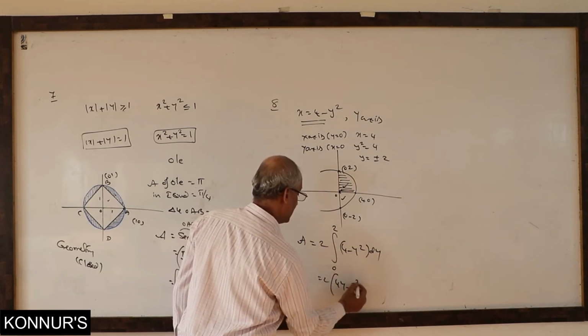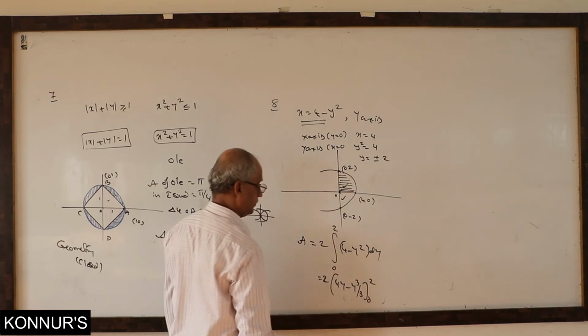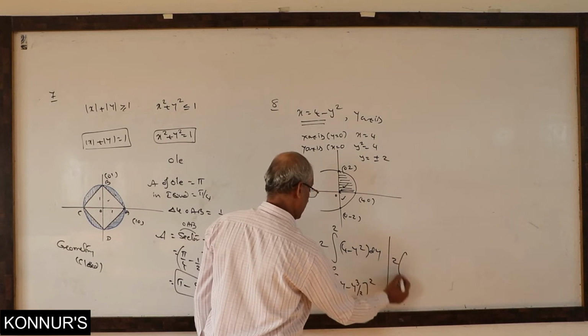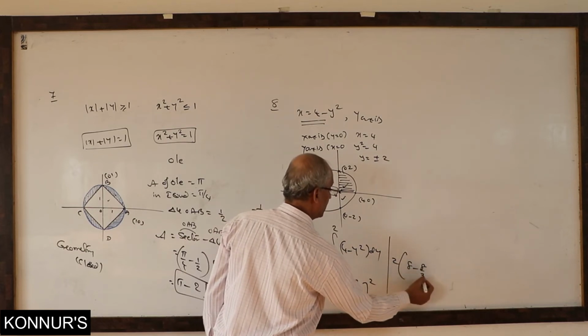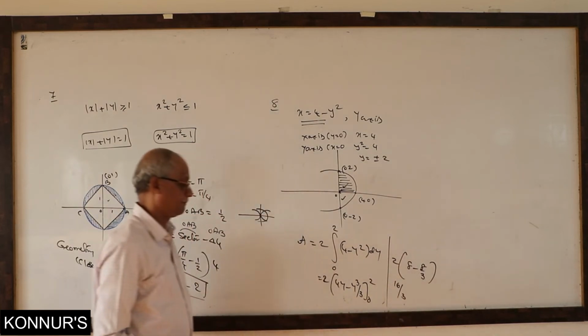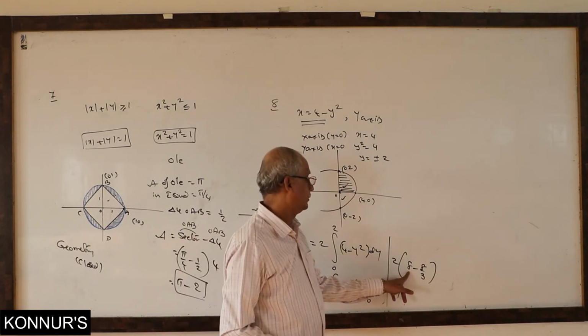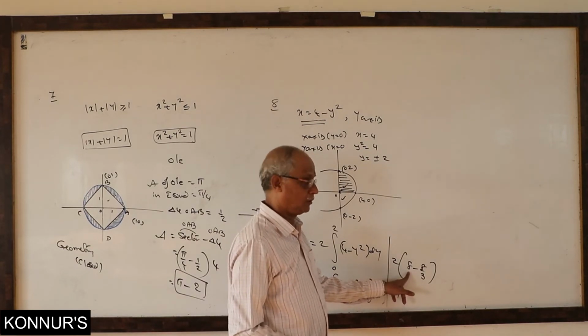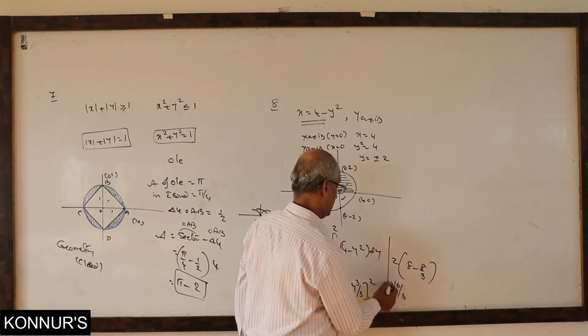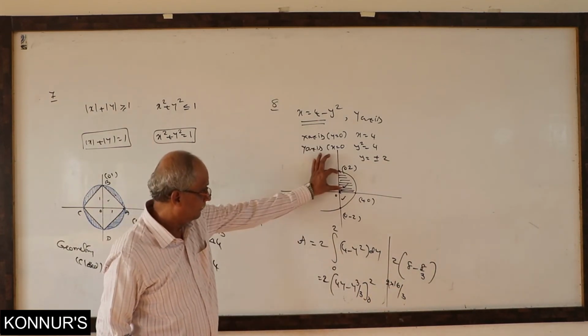4y minus y cube by 3. The upper limit is enough. That means 4y, 8 minus 8 by 3. 8 by 3 into 2, 16 by 3 is the answer. Okay, because the LCM is 24. 24 minus 8, 16, and into 2 is there. So 32 by 3 is the answer. We are doing it with the y-axis.